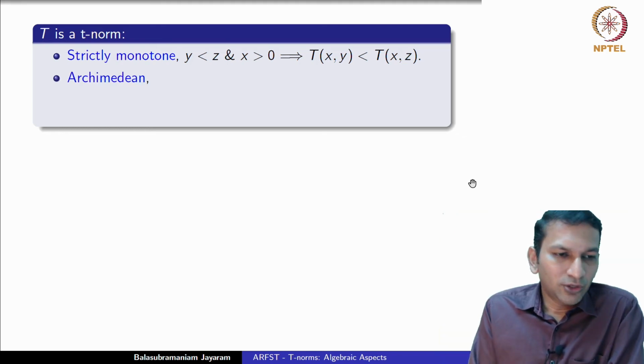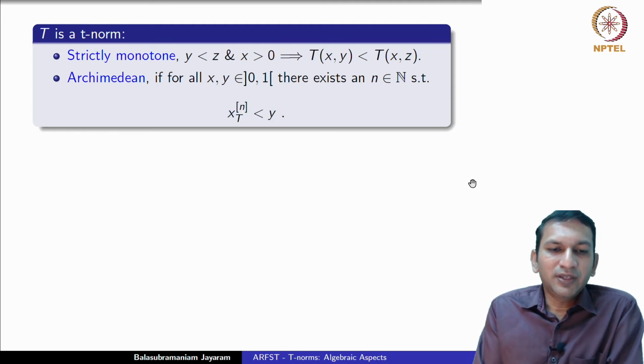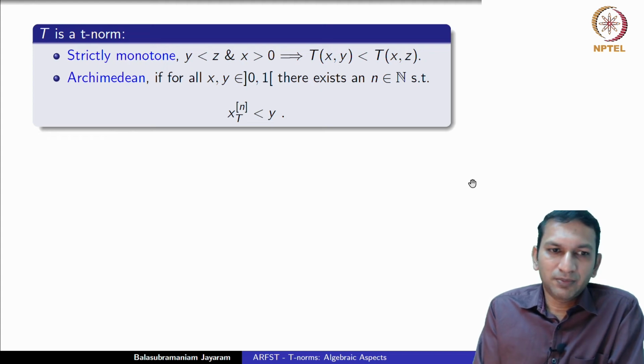We can also talk about Archimedeanness. What it says is: take any pair of elements x, y in the open unit square (0,1) squared. There should exist an n such that after operating x with itself n number of times, the value should become smaller than y. We look at it presently.